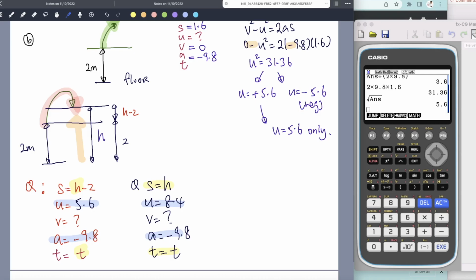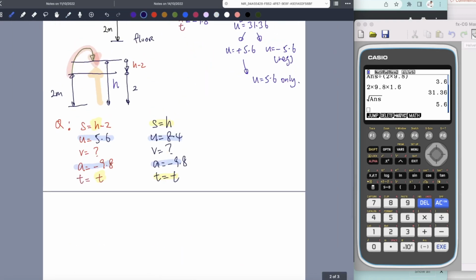You have to use S equals UT plus half AT squared. Fantastic. So the bottom one is P, and the top one is Q. Now I try to equate it.